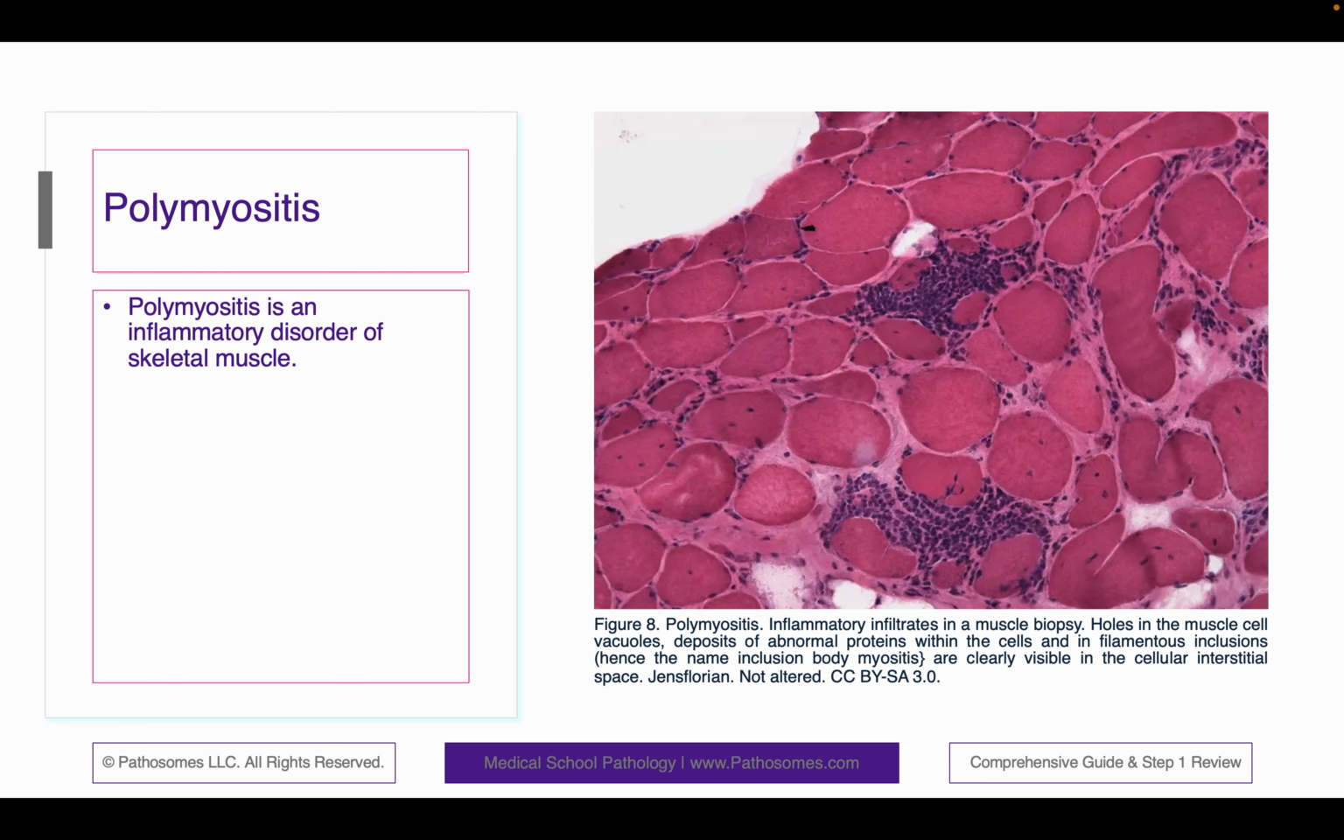Now, polymyositis. Polymyositis is an inflammatory disorder of skeletal muscle. And just based off of this image on H&E, it looks different than what we've seen in prior slides, right? Here, the inflammatory infiltrate occurs in holes in the muscle cell, vacuoles and deposits of abnormal proteins are present within the cells and in filamentous inclusions, hence the name inclusion body myositis in this particular condition.